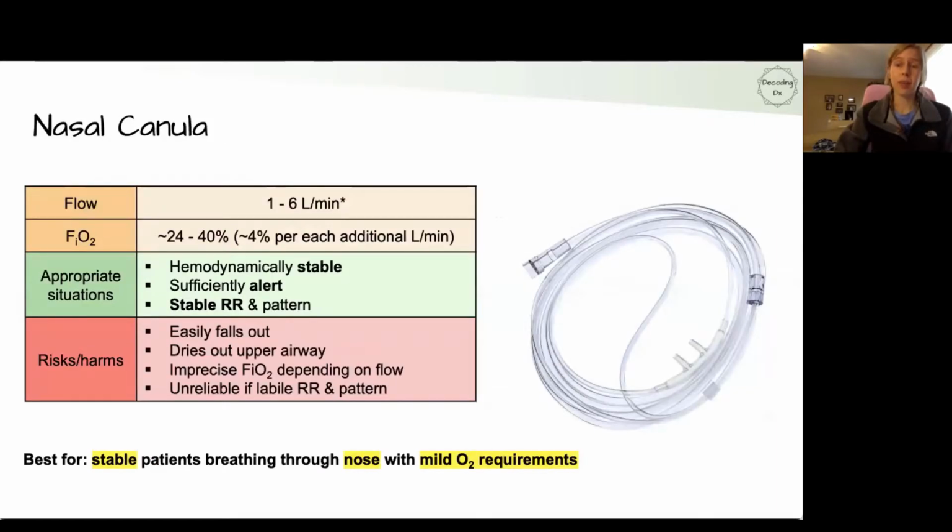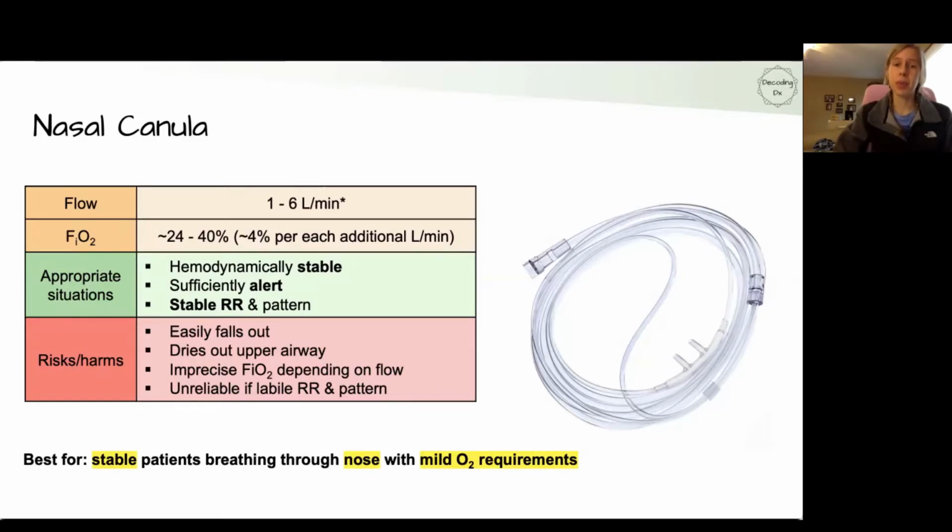Nasal cannula is probably the most common and most familiar of oxygen delivery devices, and this can give a flow of 1 to 6 liters per minute of oxygen. This equates to 24 to 40% FiO2, and an easy approximation is that you get about 4% of additional oxygen per liter per minute that you increase the flow. So 1 liter gives 24%, 2 liters would give something like 28% oxygen.